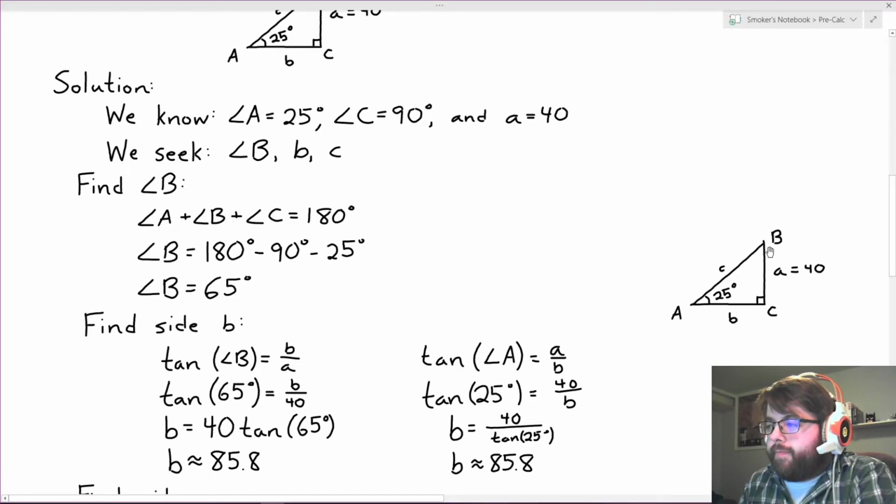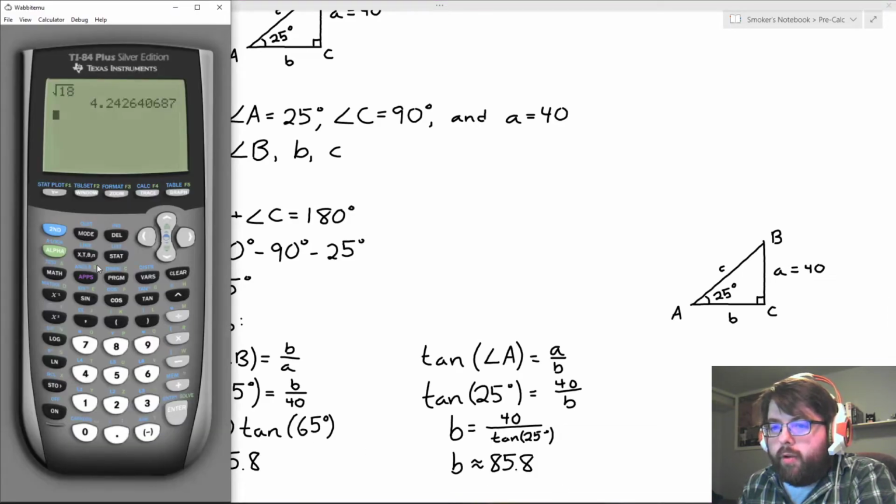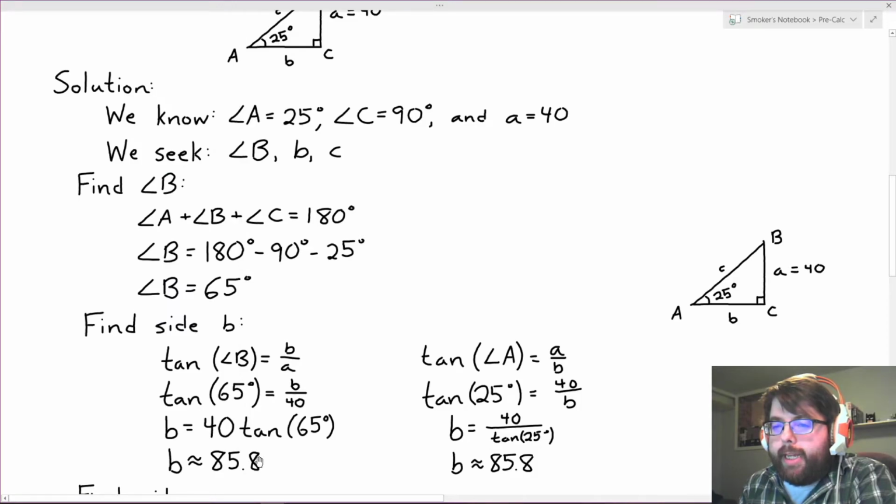Okay, so 65 here. Opposite over adjacent. So I fill in the angle measure 65, and then B is what I'm looking for, and 40 is what is known for A. Solve this by multiplying both sides by 40. So tangent of 65. You do want to make sure that you are in degree mode if you're dealing with degrees. And then you do 40 times tan 65, and I get 85.8.